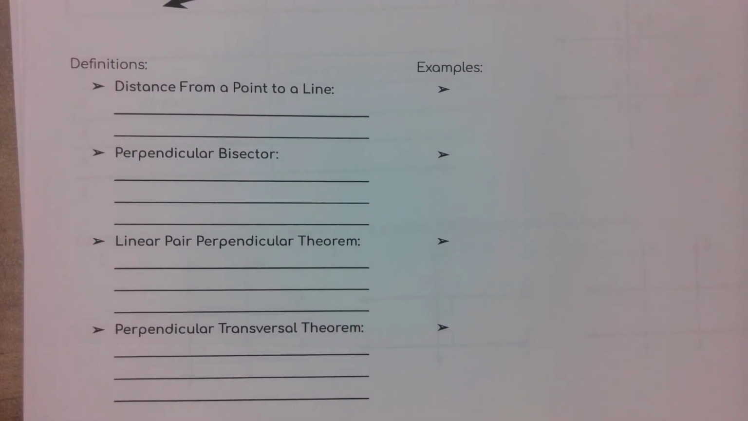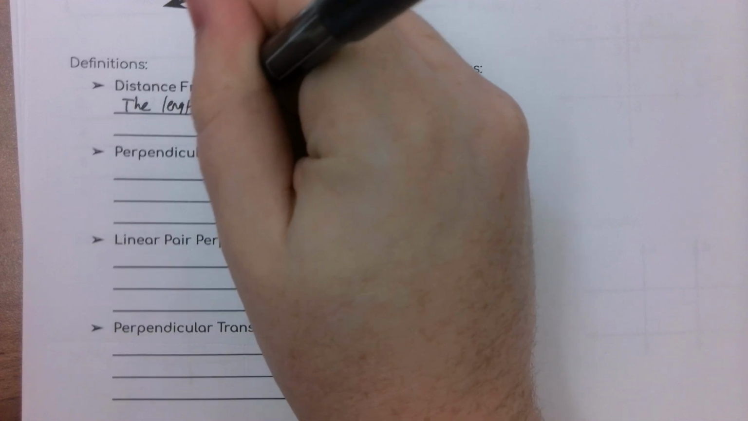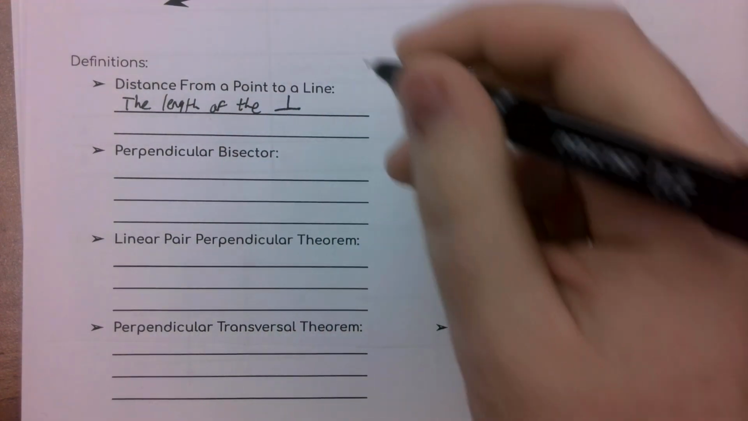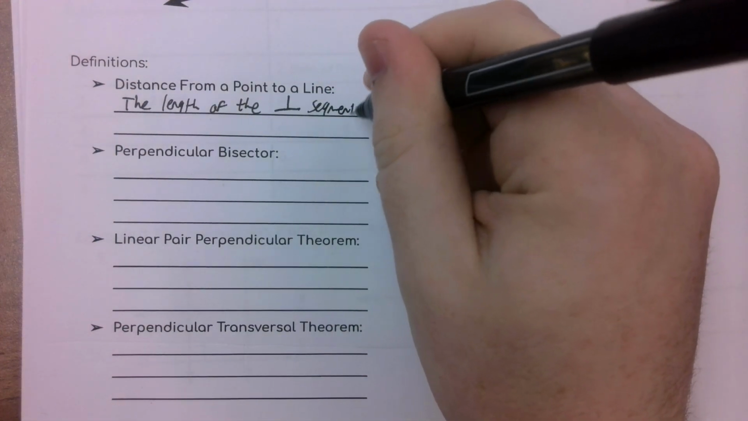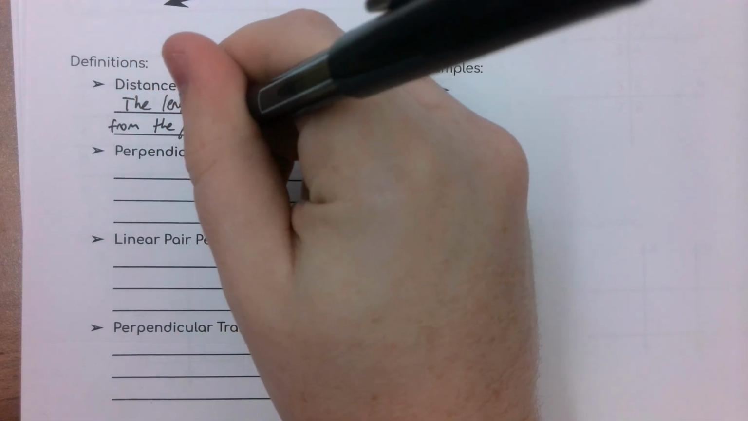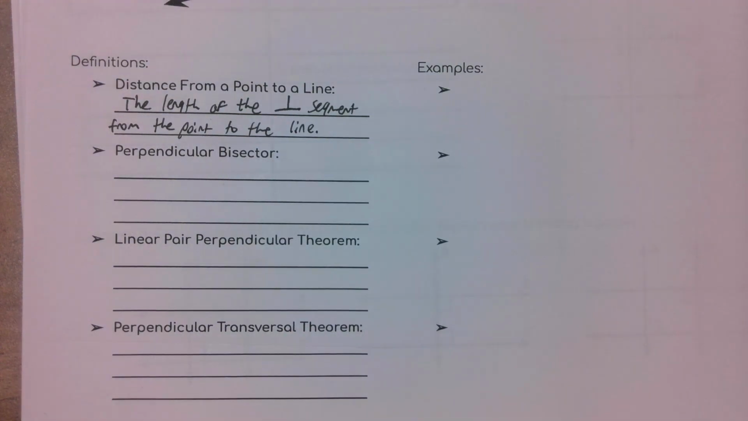So let's start off by giving the definition of the distance from a point to a line. Whenever we ask for the distance from a point to a line, we're asking for this: the length of the perpendicular segment from the point to the line. So it has to be perpendicular if we want to count it as a distance.